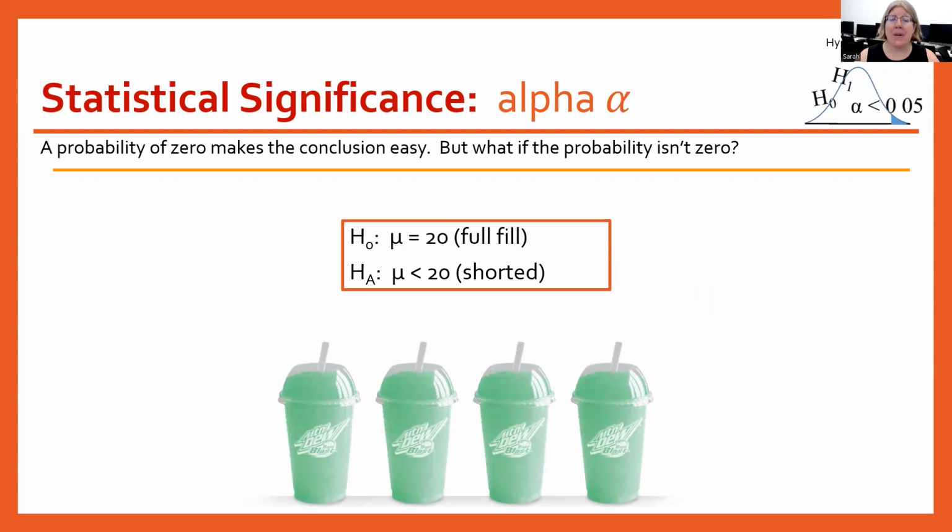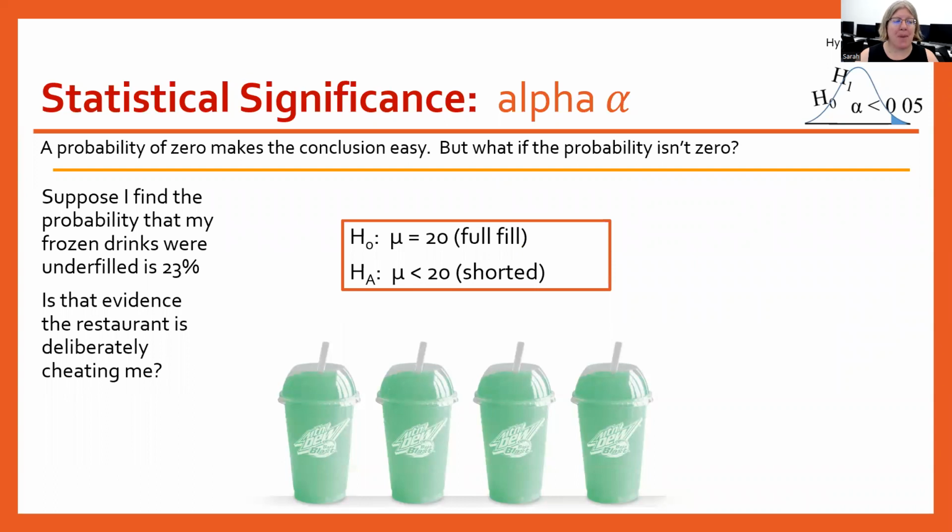But what if the probability isn't 0? How do we decide that? Suppose when I did this soda drink problem, I found that the probability that my frozen drinks were underfilled is 23%, so about 1 in 4. That's not going to give really great evidence that the company is shortchanging my drink. That's just too big of a probability; that could be random variation.